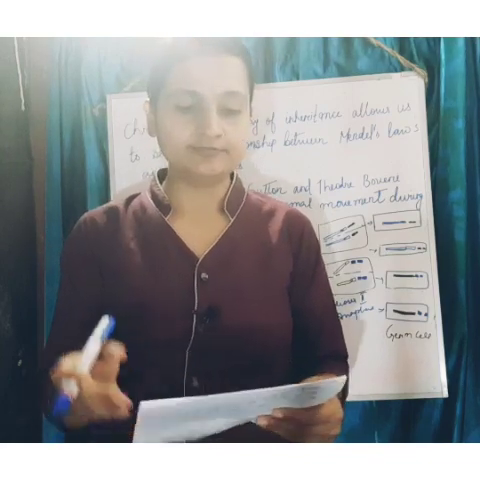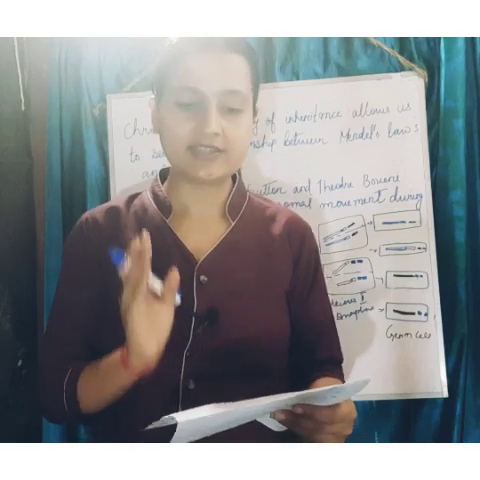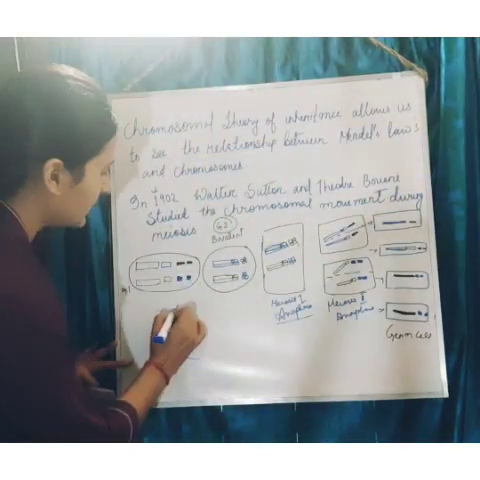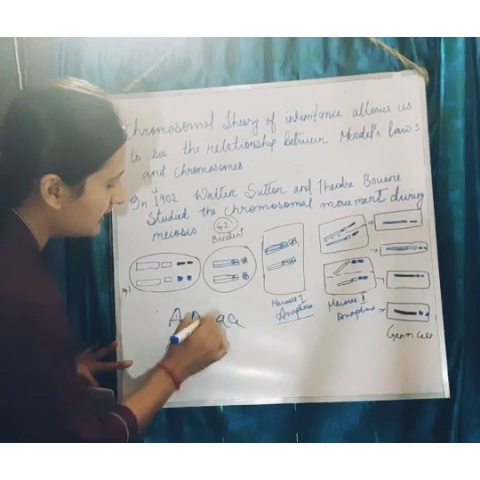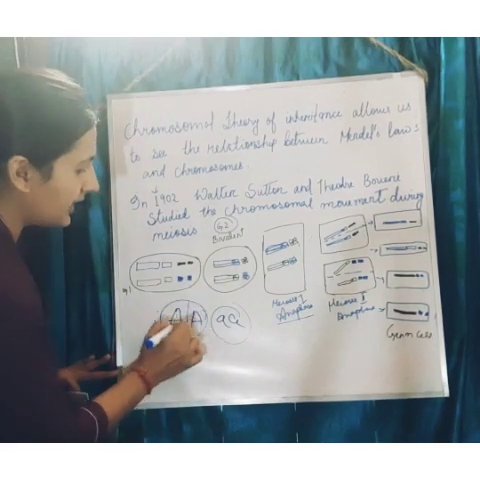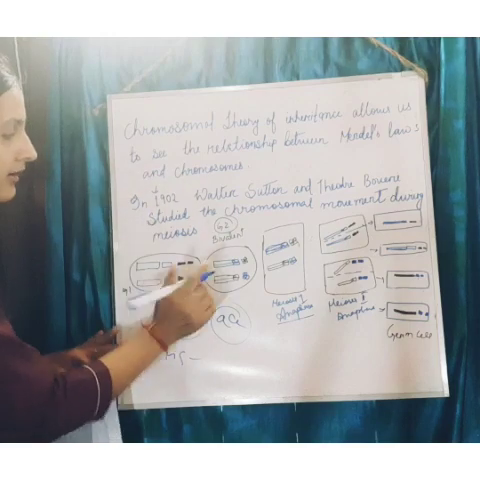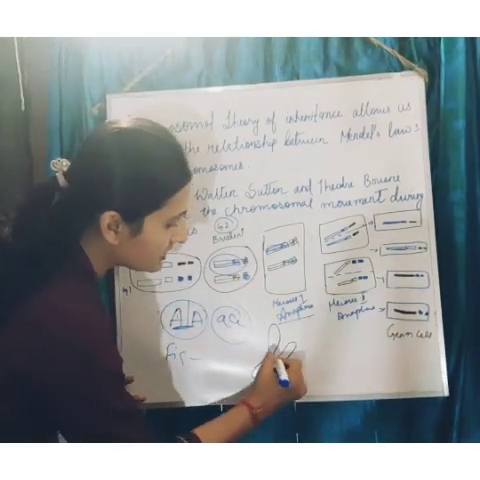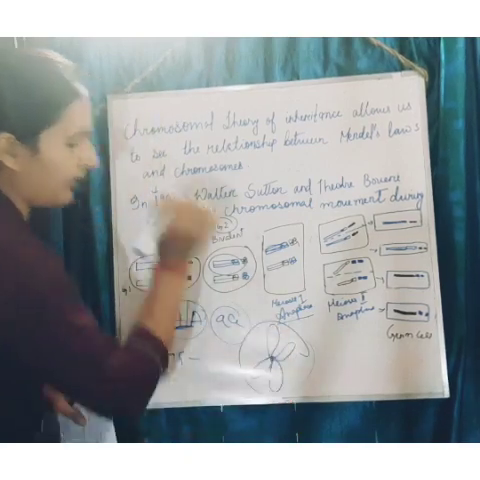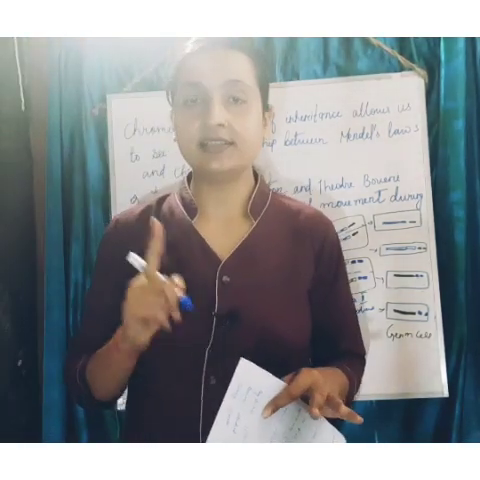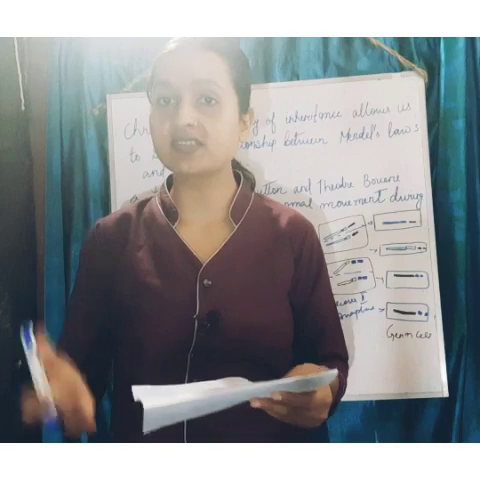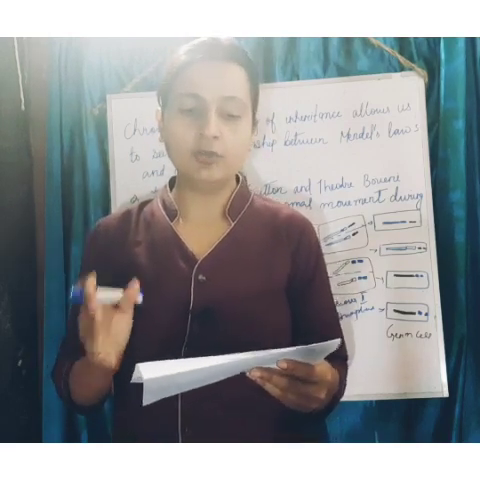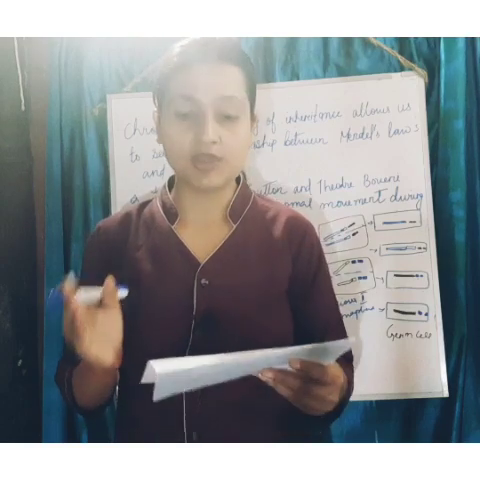The second key point is that chromosomes as well as genes both occur in pairs. If you remember AA, what is this? Gene means alleles, right? They are present in pairs. Here you can see this is a chromosome, and chromosomes also are present in pairs. This is the second thing they observed in the chromosomal theory of inheritance. And then they found that homologous chromosomes separate during meiosis.